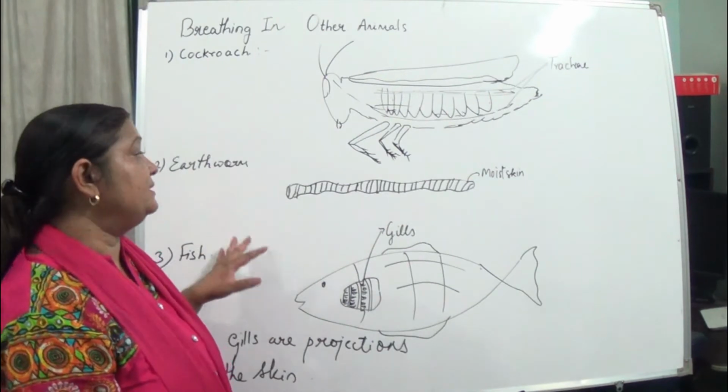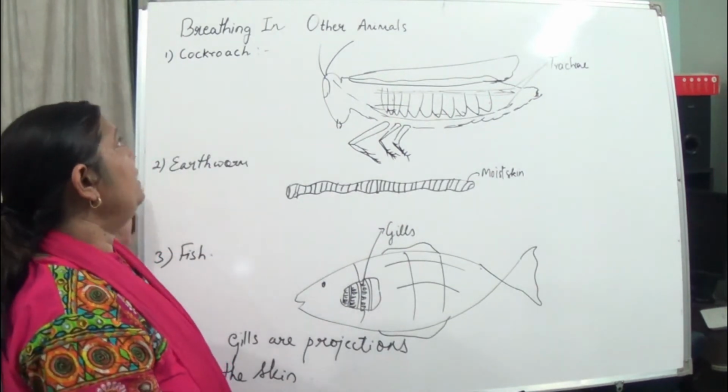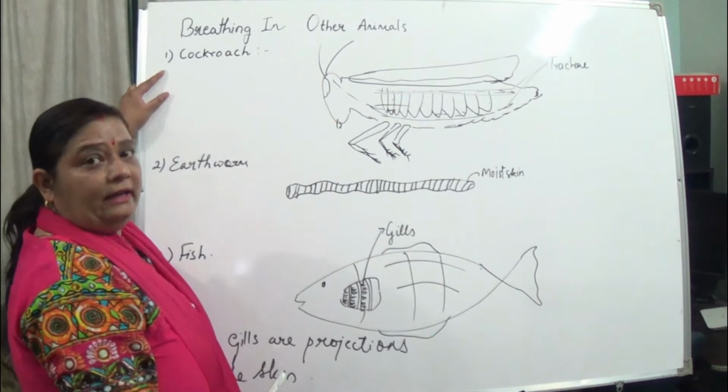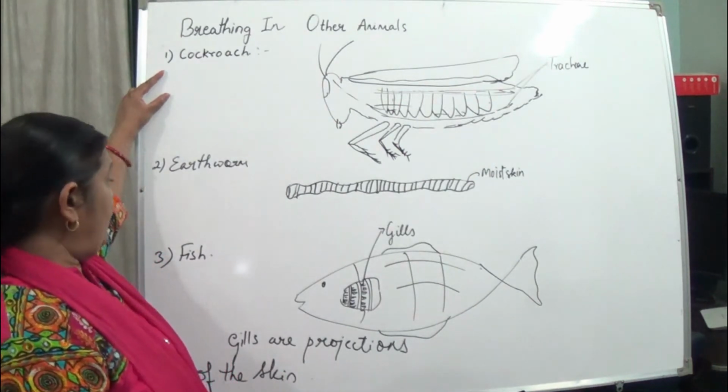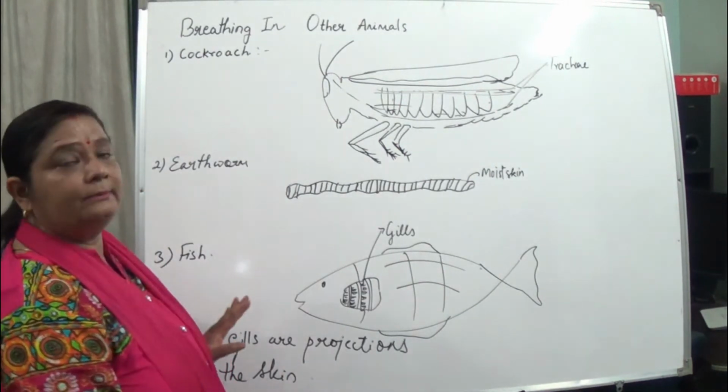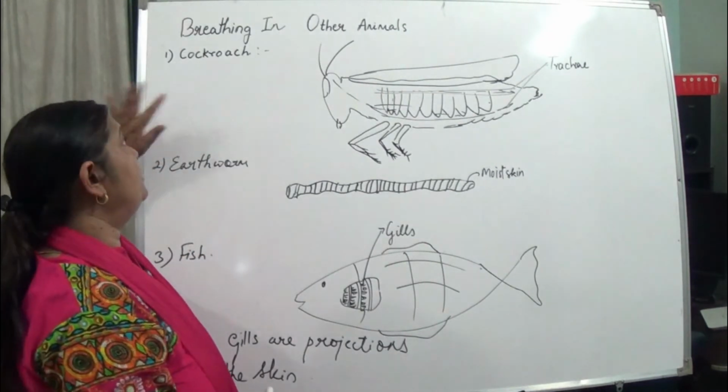बाकी animals कैसे breathe करते हैं? ठीक है, तो simple, if we are taking some animals I have taken for the example, okay, which you have to study. First is what?